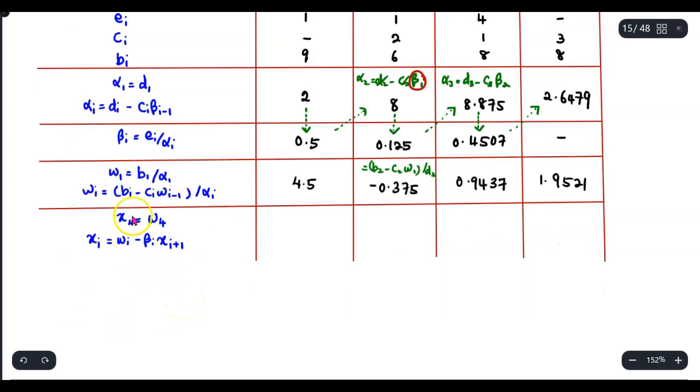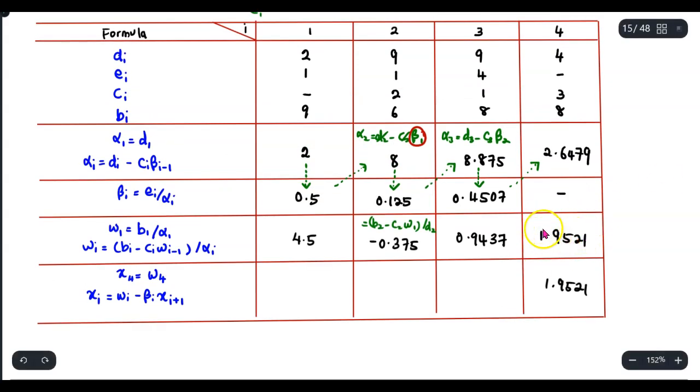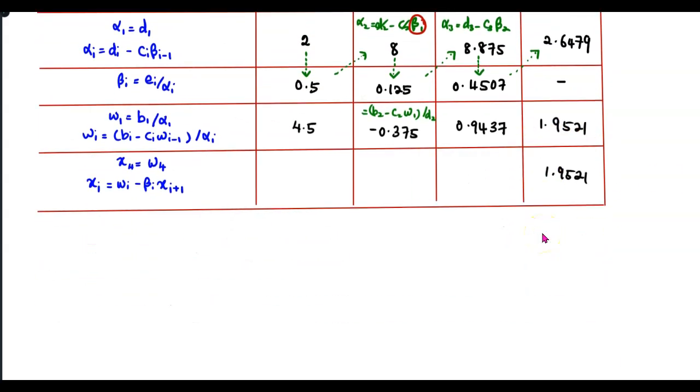So for this row here, we need to start from the back. So it starts with x4 equals w4. So we get the value of x4 first. Since it is equal to w4, we just copy the value from the previous row, because this is w4. Only then can we compute x3. So the flow is like that. You get x3, and then after that you get x2, and lastly you get x1.